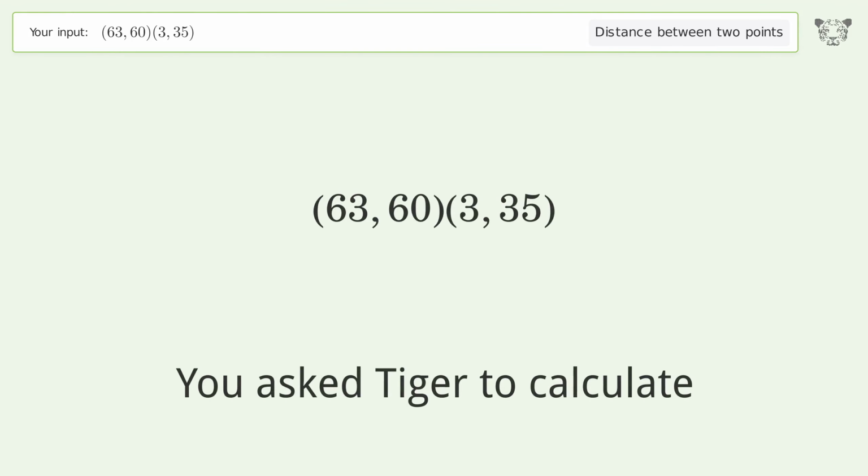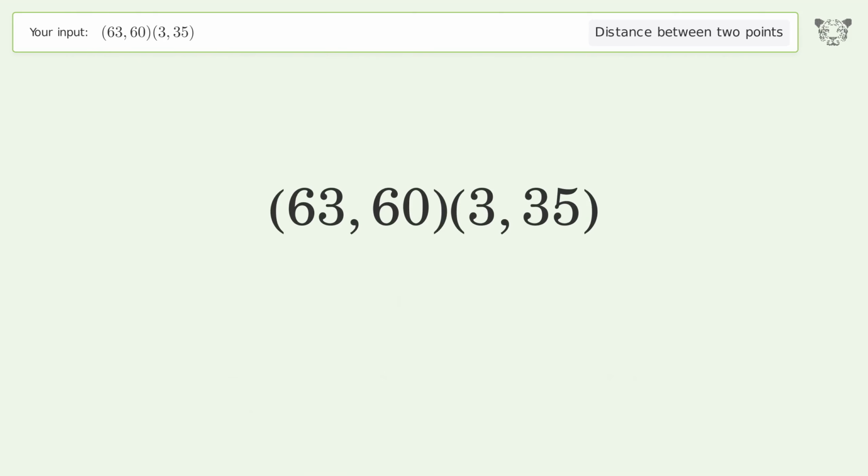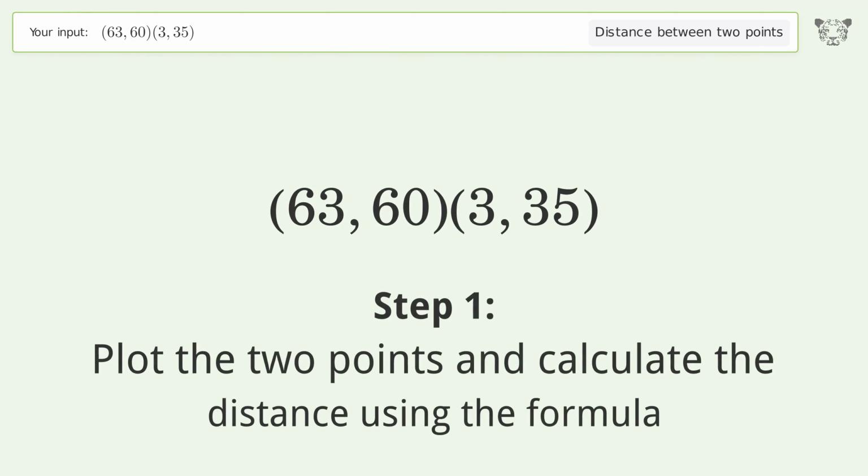You ask Tiger to calculate. This deals with the distance between 2 points. The distance between the 2 points is the square root of 4,225 or 65. Let's solve it step by step. Plot the 2 points and calculate the distance using the formula.